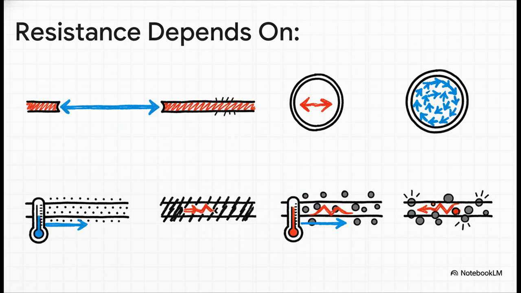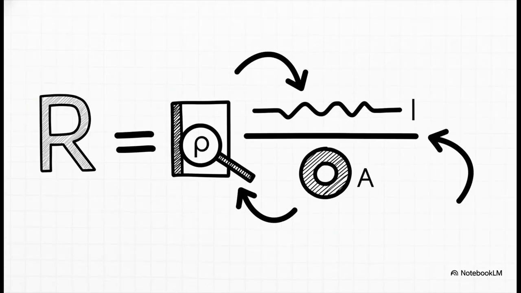Third, the nature of the material itself. A copper wire will have a different resistance than an aluminum wire of the same size. And finally, as we mentioned before, temperature also affects resistance. We can put all these ideas together into one formula. Resistance, R, is equal to rho multiplied by the length, L, and divided by the area of cross-section, A. Now this new symbol, rho, is another constant. We call it the resistivity or specific resistance of the material.